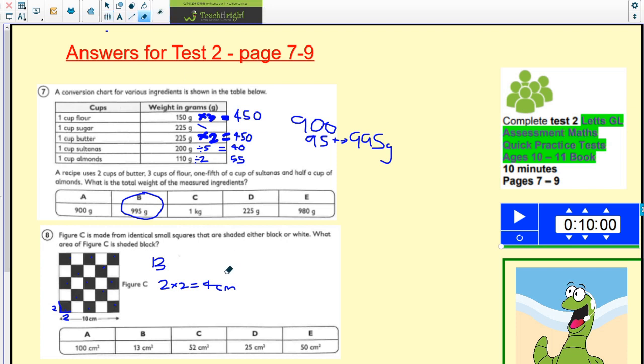So that means our one single, let me just rub that little bit out. Our one single thing, God, this pen's not being very good. So one single thing is 4 centimeters squared. But I don't want to know just what 1 is. I want to know what 13 is. So I'm going to do 13 times by 4.